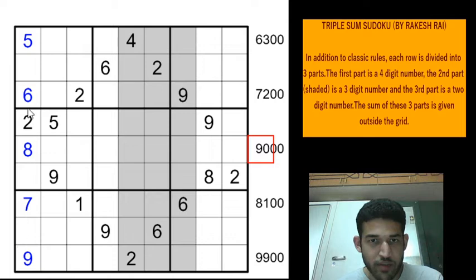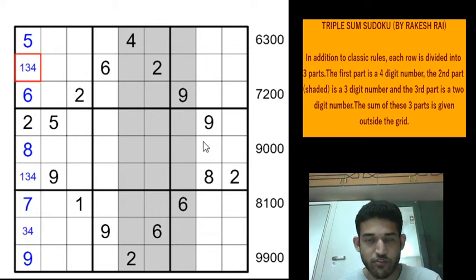And along column 1 we have 2, 5, 6, 8, 7 and 9. Remaining digits are 1, 3 and 4. Because of the 1 we'll have a 3, 4 here. This will be 1, 3, 4, and this will be a 1, 3 and a 4.